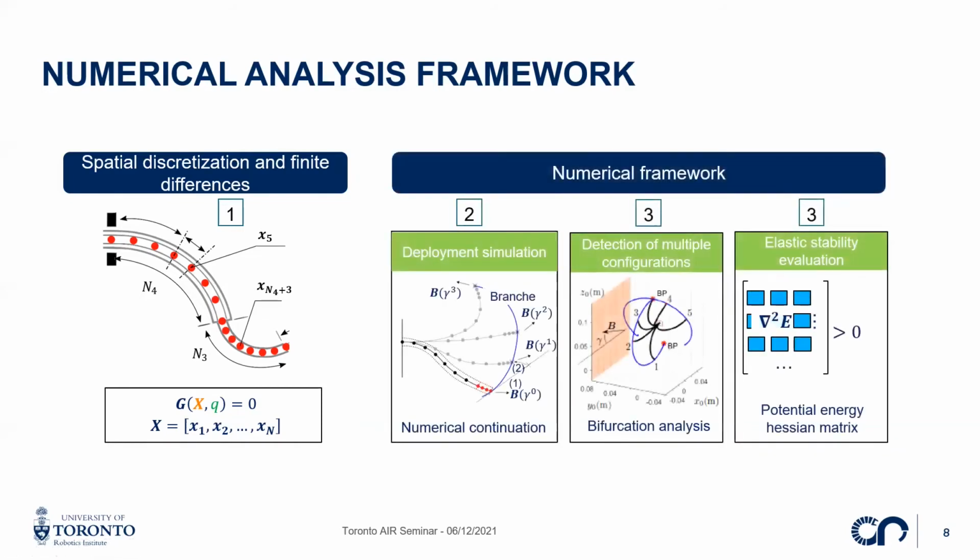And we apply to this model a set of off-the-shelf numerical tools to analyze the stability. We first of all simulate deployment using a numerical continuation method. We then detect during this deployment the appearance of multiple configurations of the robot using bifurcation analysis, and we evaluate the stability of each of the computed configurations using the Hessian matrix of the potential energy. I won't have the time to go through all of these points, but I will go through the two most important ones, in my opinion, because you need them to understand the results afterwards.